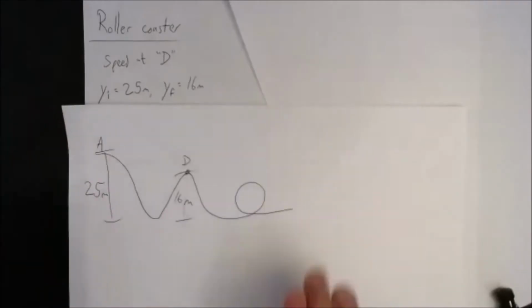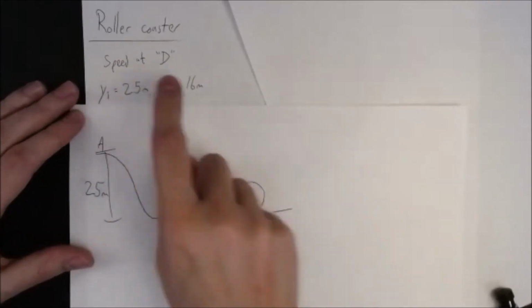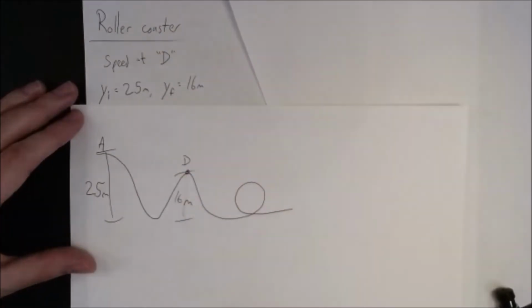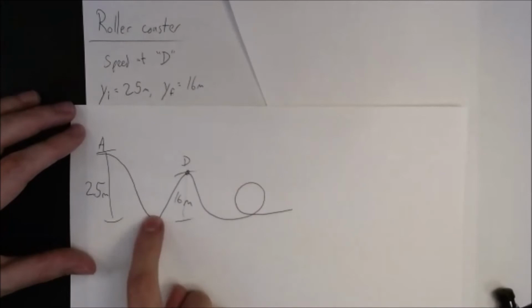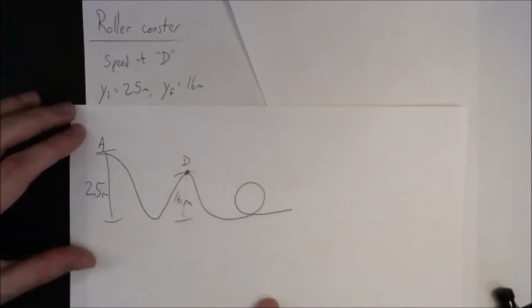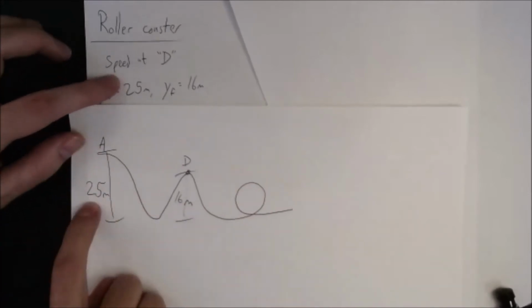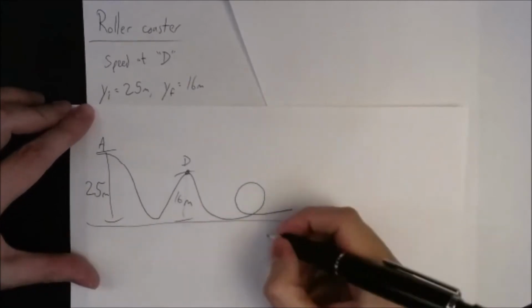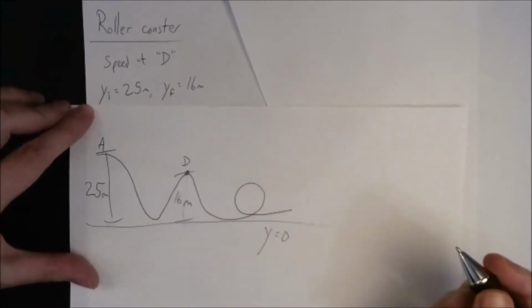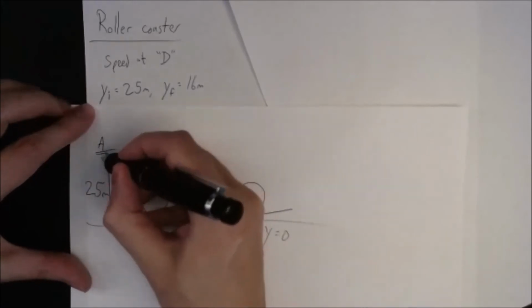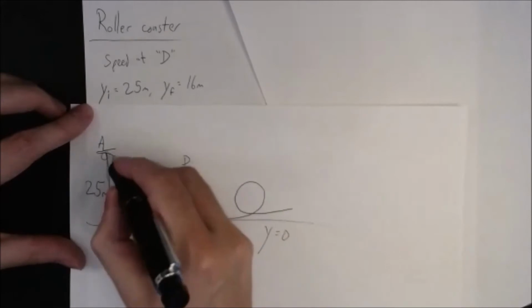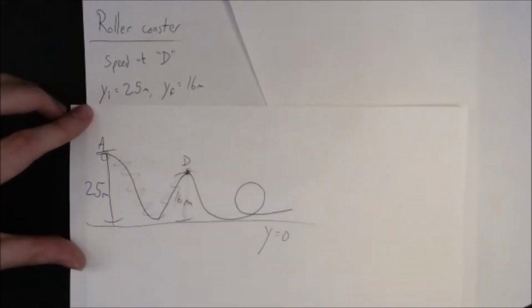And we're going to ignore the rest of it because we're just going to find the speed at point D, and then you can follow along with the math that we're going to do. You can follow that along and make it for any of the other points that we've got. So Y initial was 25 meters. I'm going to set down there to be Y equals 0. And so the initial is 25, the final is 16, and I don't care what happens in between.